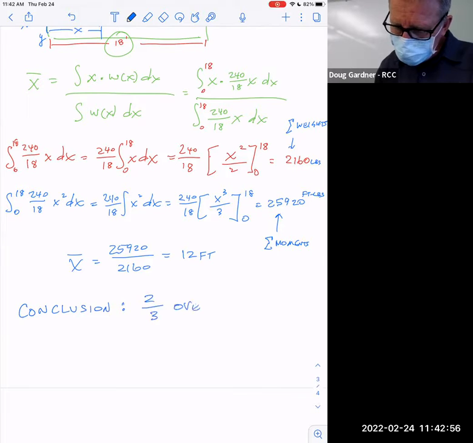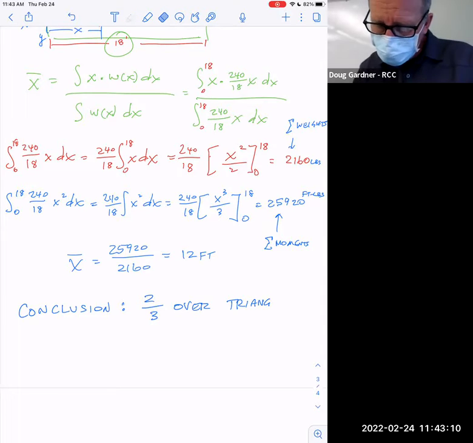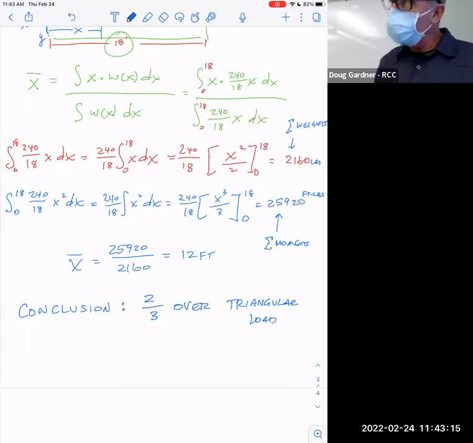Two-thirds of the way over for a triangular load. And of course, that's 2/3 from the short side, right? That'd be 1/3 from the long side. So you've got to think about that a little bit, right? So that means we don't have to do this again. If we have a triangular load, you know how to use area calculations to figure out the total force. And then you just put it 2/3 of the way over. So 2/3 from the short side.